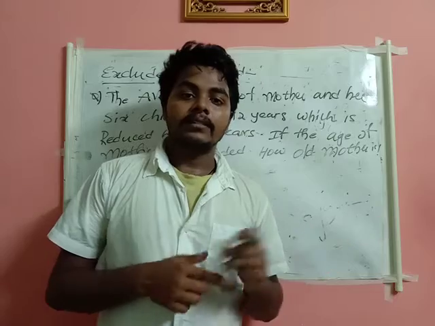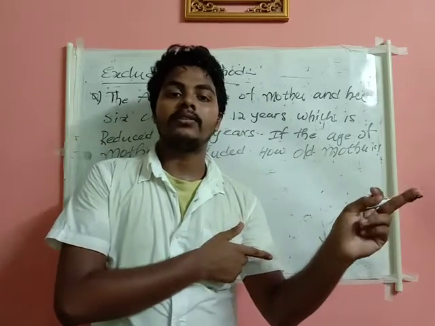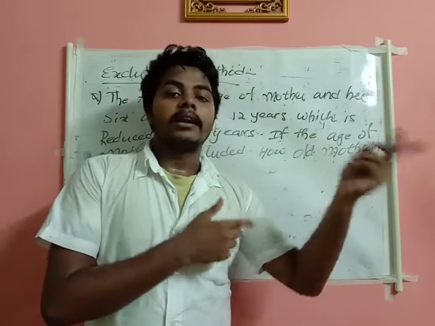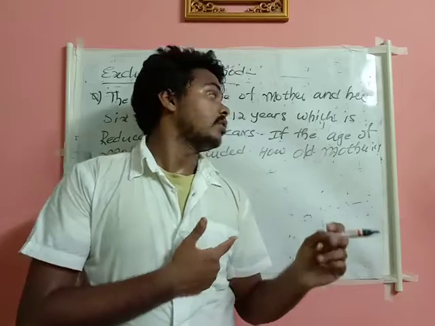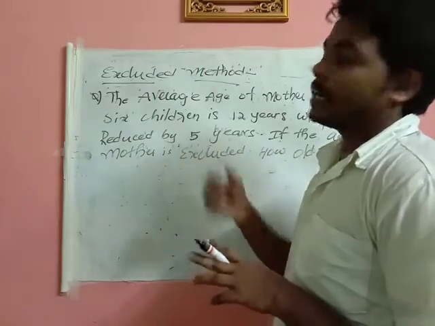So in the last class, we discussed the new entry method. What happens when an extra person is included or added? We can say that the added, new entry, or included are the same. Now in this video, I'm going to tell you how we should do the problems on the excluded method, right?